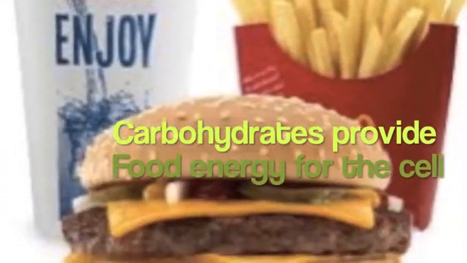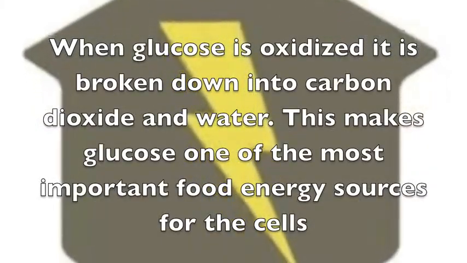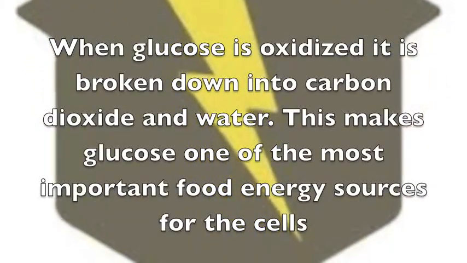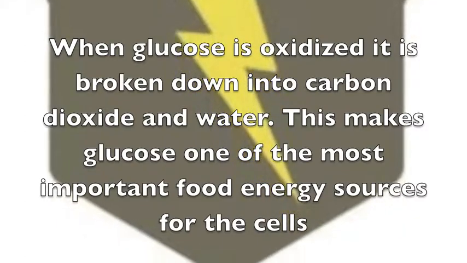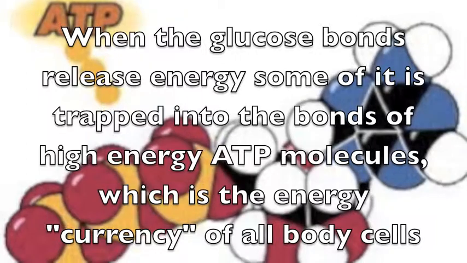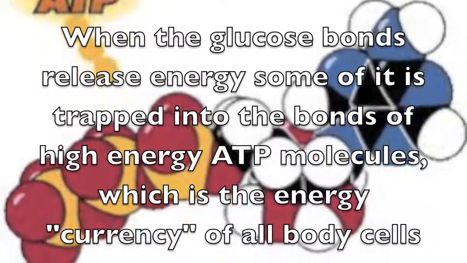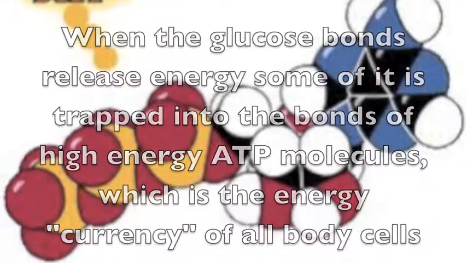Carbohydrates provide food energy for the cells. When glucose is oxidized, it is broken down into carbon dioxide and water. This makes glucose one of the most important food energy sources for the cell. When the glucose bonds release energy, some of it is trapped into the bonds of high-energy ATP molecules, which is the energy currency of all body cells.